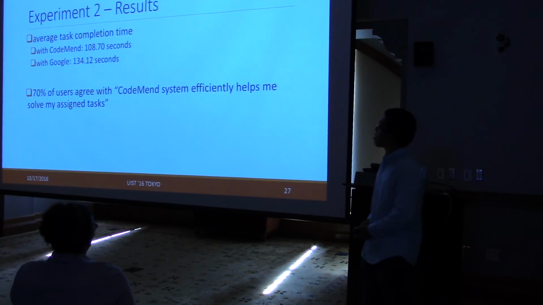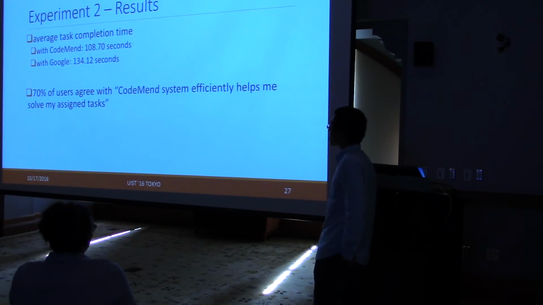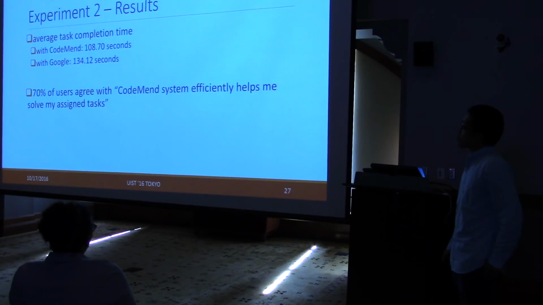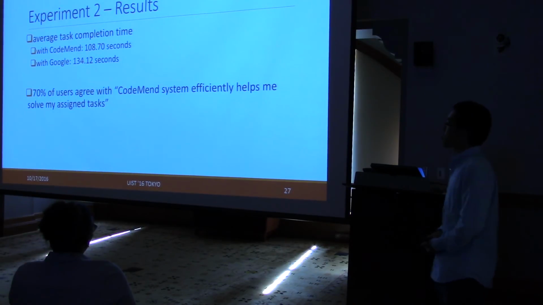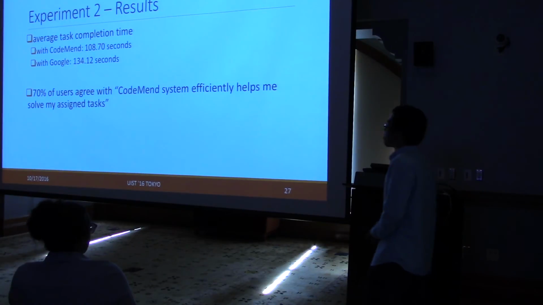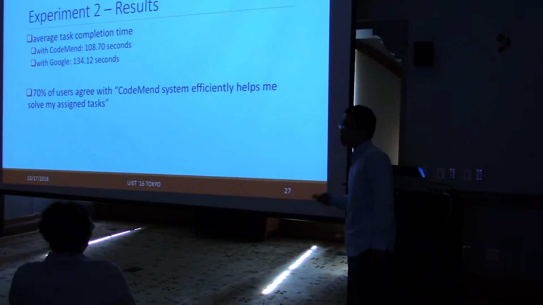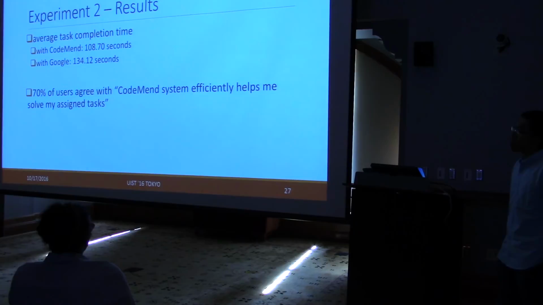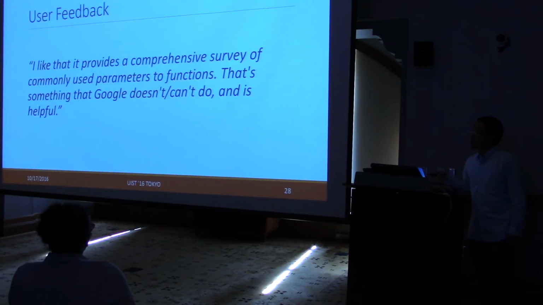So on average, we found that for condition one, the average task completion time is 108 seconds, which is lower than condition two with Google only, 134 seconds. That means on average, users using our system are faster than those not using our system, not using the CodeMend mechanism. And 70% of users in the post-study survey agree that this system efficiently helps them solve their assigned tasks. So we think it's a good indication that overall the user likes the system.